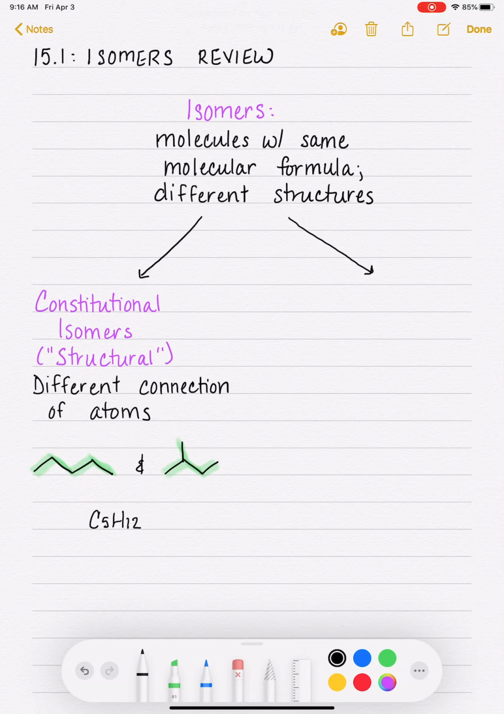So that's constitutional isomers. The other type of isomer that you've seen before, but we haven't given it a name yet, is called a stereoisomer. Stereoisomers have the same connection of atoms. So they're different from constitutional isomers. They have the same connection. They also have the same molecular formula because that's the definition of isomers in general. They have the same connection, but they have a different shape.